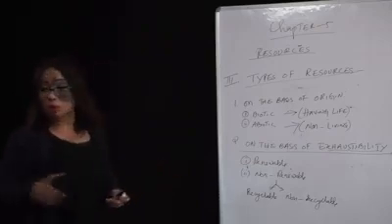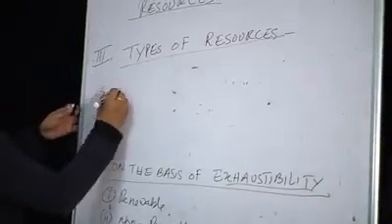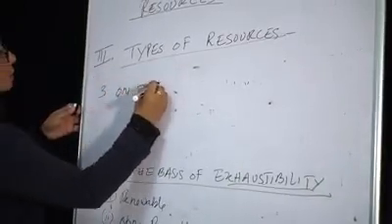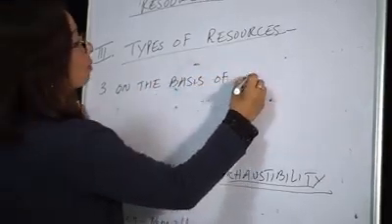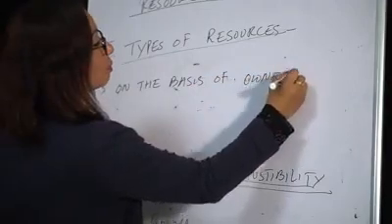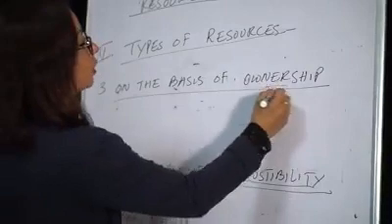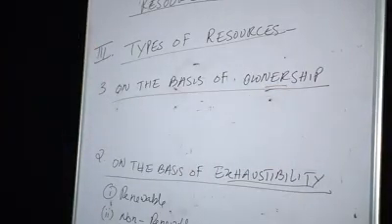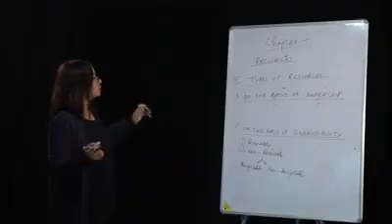The third one will be on the basis of ownership. Now the term ownership should strike a bell. Ownership means what? I own this. This is my car. This is my house. You are the owner. So on the basis of ownership means who owns it? You question ownership.